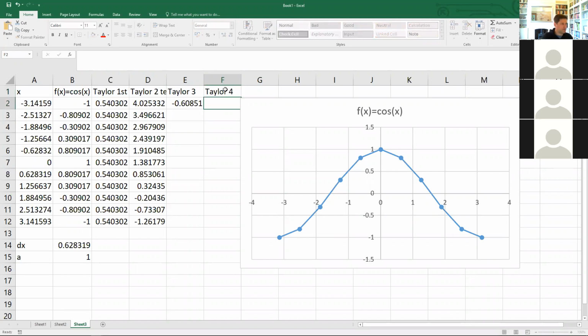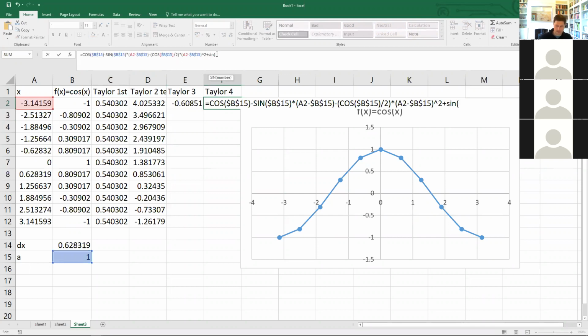And then with our fourth term, we're going to add sine A divided by 6 multiplied by x minus a to the power 3.